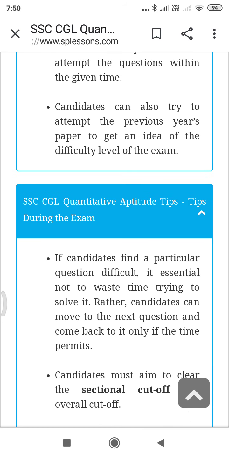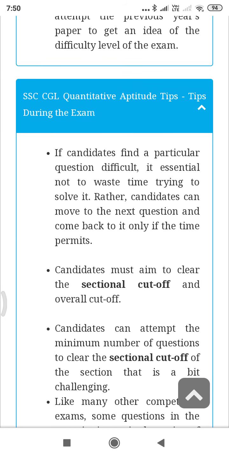And in the next session, we will provide the most important books to prepare for the exam, mostly for the quantitative aptitude section.